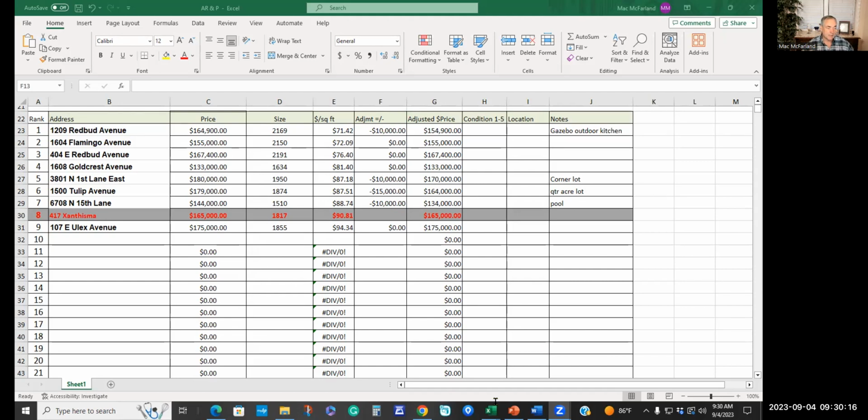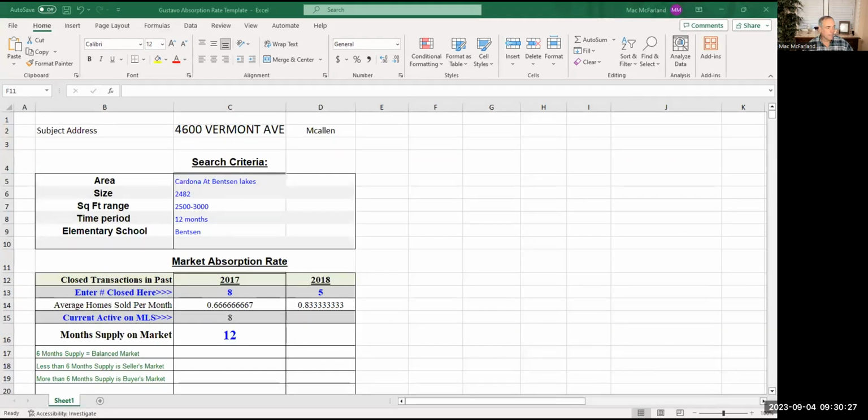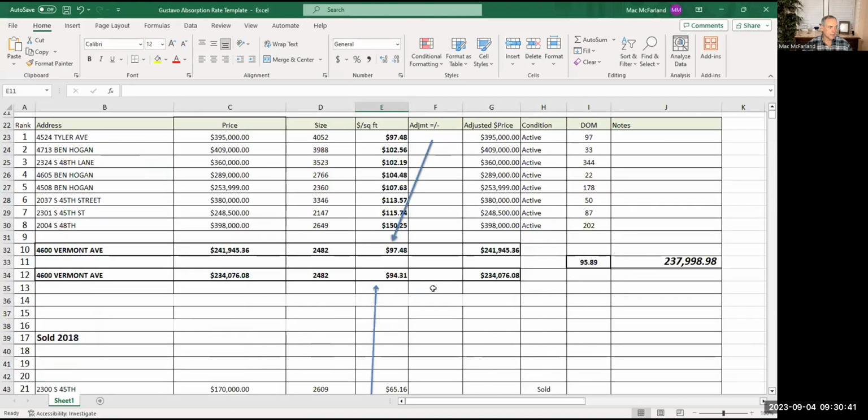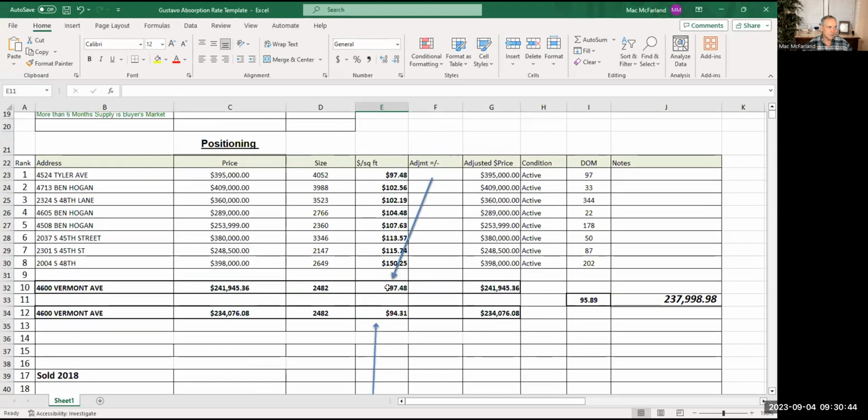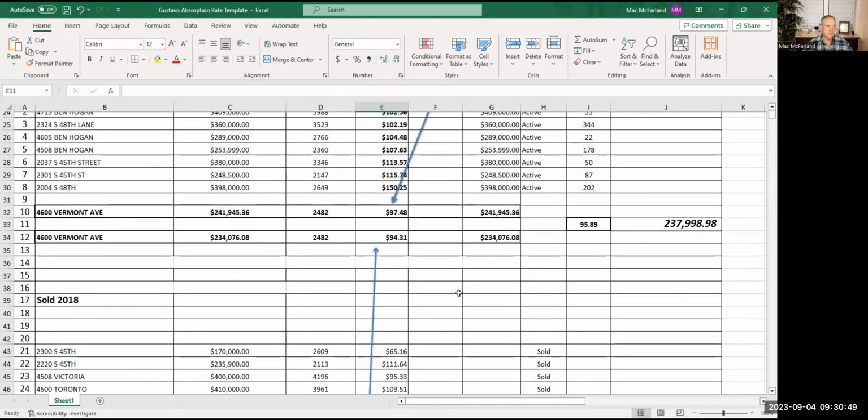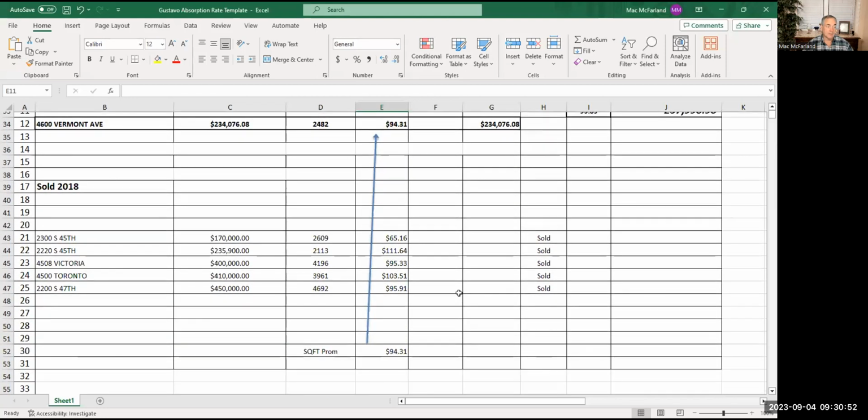And I'm just trying to give you an idea of what this can look like as we do this. I'm going to share one other one with you here real quick. So this is labeled Gustavo's. When I first went over to the mission office, we were talking about absorption rate. He had shared this, and it's the same layout. Only thing is, in his, he has some arrows in here, adjustments. These, if you're doing adjustments, we don't adjust based on price per square feet.